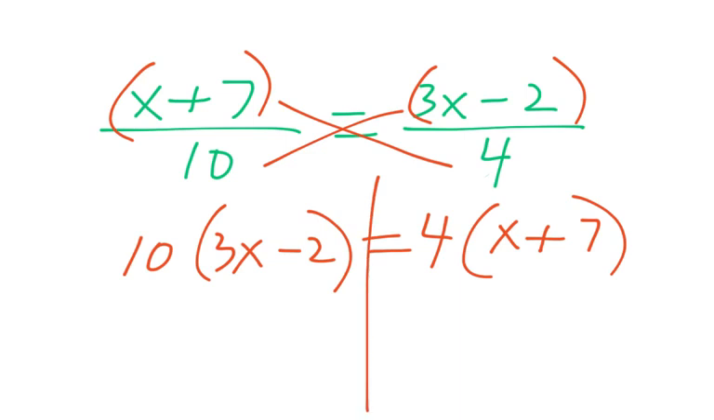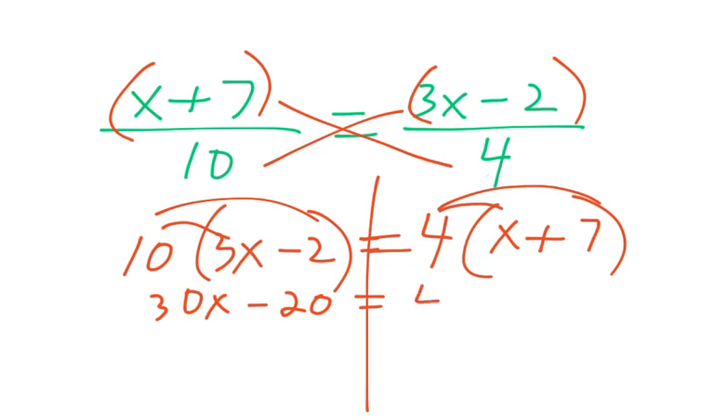You'll always solve equations. So we distribute here, 30x minus 20. Distribute right here, 4x plus 28. Okay? So now we have to get our variable terms on the same side.